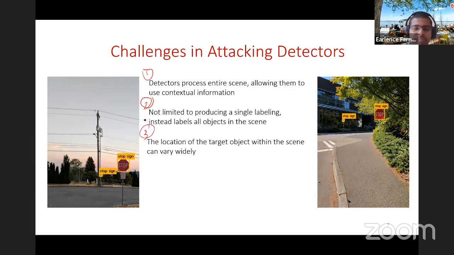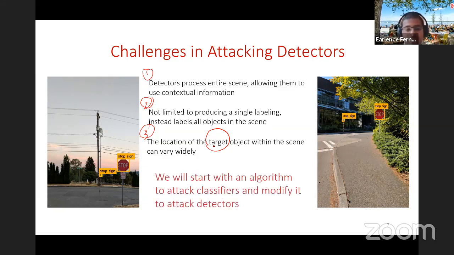Third, and this is the most interesting one, is the location of my target object. As an attacker, I have some target object that I want to attack, and the location of that target object within the scene can vary widely. Unlike in a classifier, where the images are relatively tightly cropped to the dominant object, in a detector these objects can be anywhere.